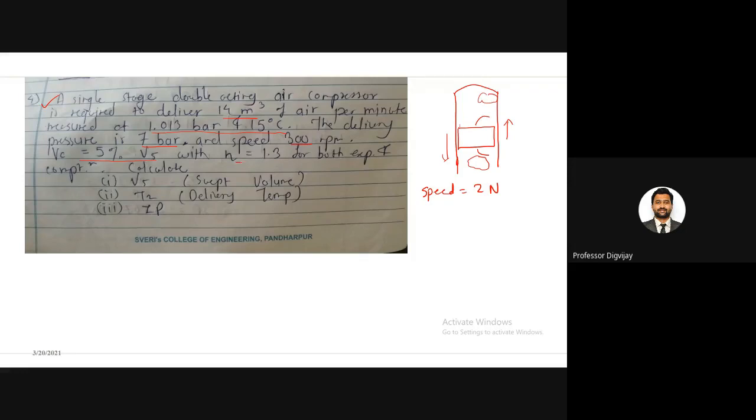So this is the index for compression. This is 1.3 for both expansion and compression. So calculate Vs, that is the swept volume, T2, that is the delivery temperature, and IP, that is the indicated power. So quickly write down this numerical, or you can take a screenshot, and then afterwards you can practice it.